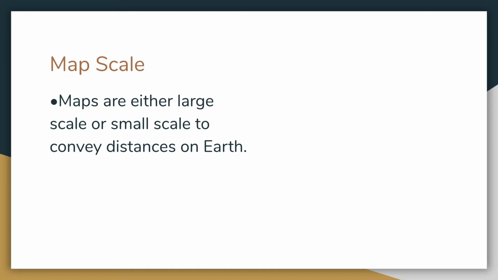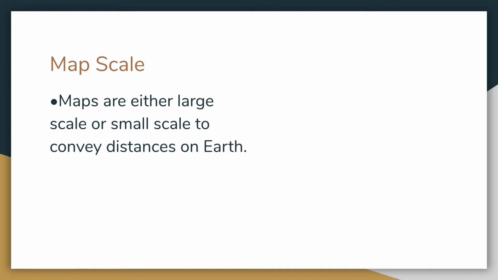A large scale map focuses on a small area. An inch on the map might correspond to 10 miles on the ground. A small scale map shows relatively a large area. An inch on a small scale map might be the same as 1,000 miles. Each type of scale has different benefits and drawbacks. Which scale to use depends on the map's purpose.